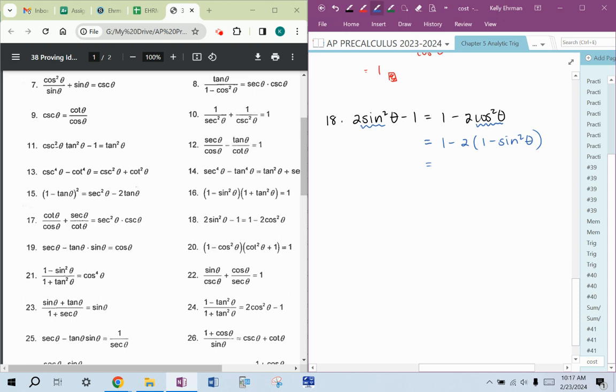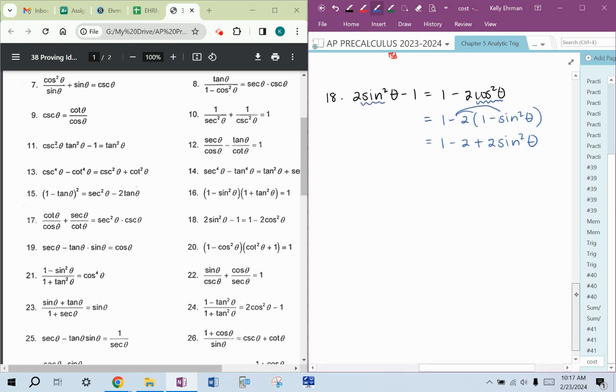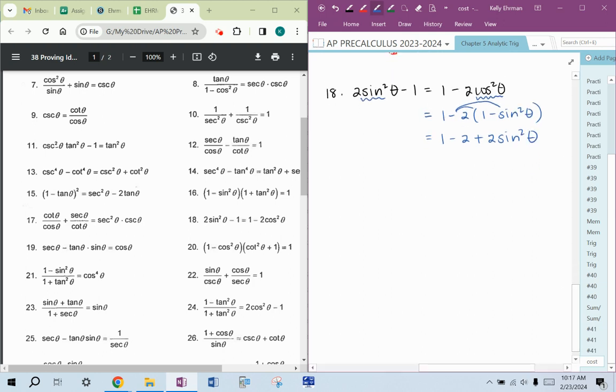And the reason I started on this side was just to point this out. When you distribute, make sure you're distributing a negative 2 through both parts. So you get 1 minus 2 plus 2 sine squared theta. It's very easy. I see this mistake a lot every year, all year, that negatives get dropped. So sometimes people will have minus 2 sine squared. So just be careful of that. 1 minus 2 is negative 1, and I'm going to put the 2 sine squared first. 2 sine squared theta minus 1. Proof is done.